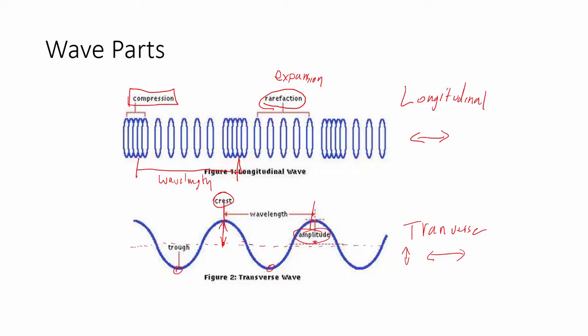From crest to crest is called wavelength, and then the low point of your wave is a trough. Wavelength actually doesn't have to be crest to crest. It can be trough to trough. It is from one identical point to the next identical point. So those are the parts of your wave: transverse, longitudinal, mechanical waves.